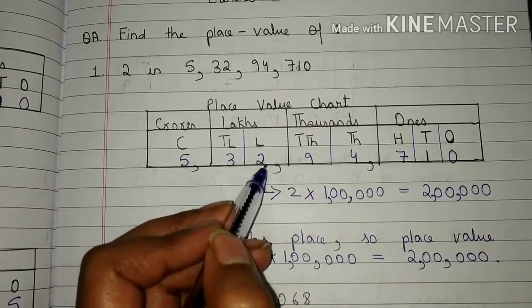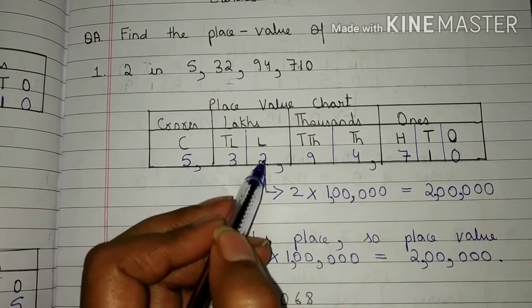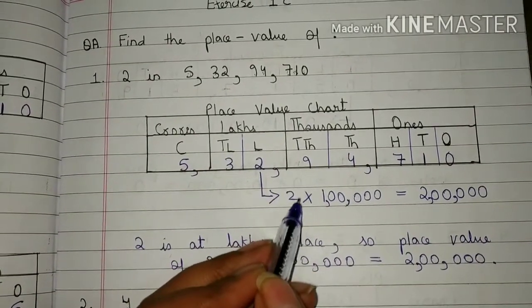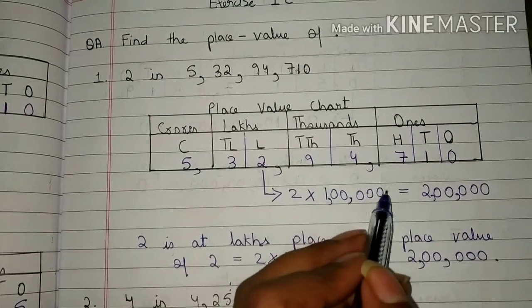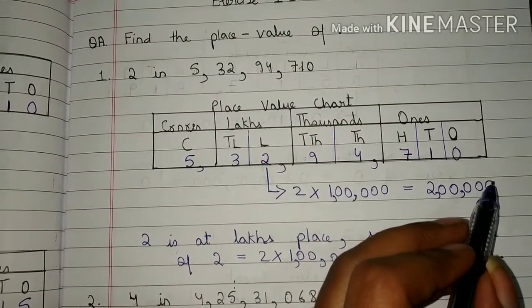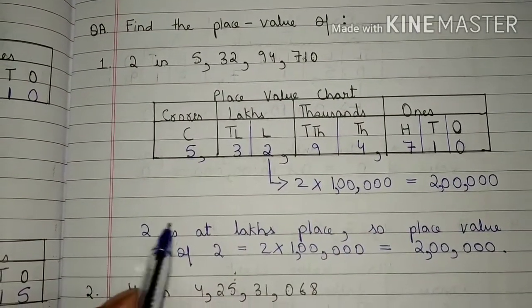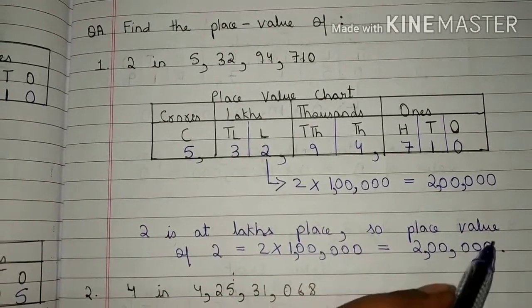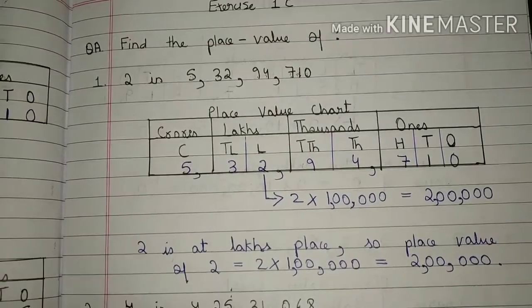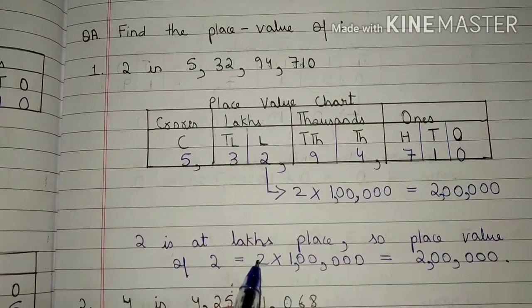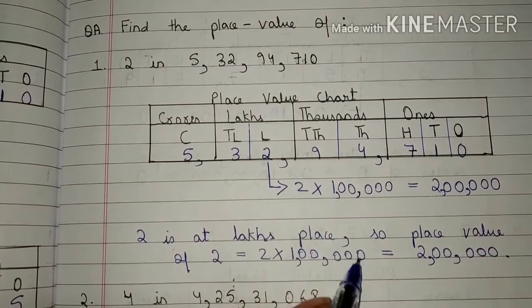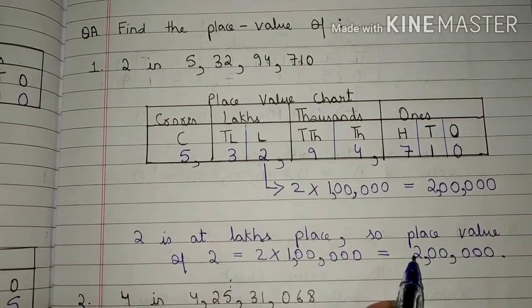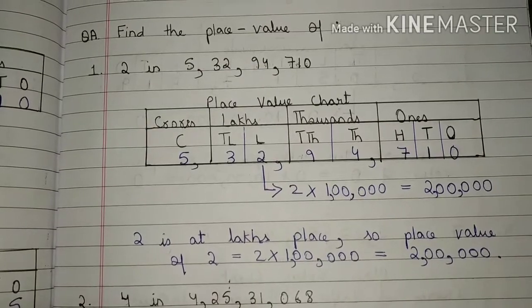Here 2 is at lakh place. So place value of 2 is 2 into 1 lakh is equal to 2 lakh. So place value of 2 is 2 lakh.